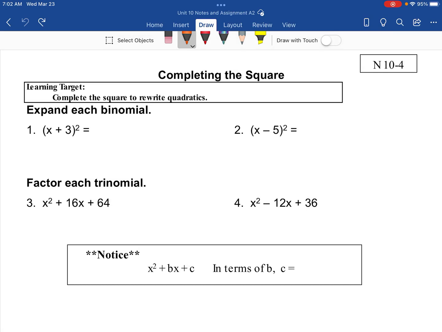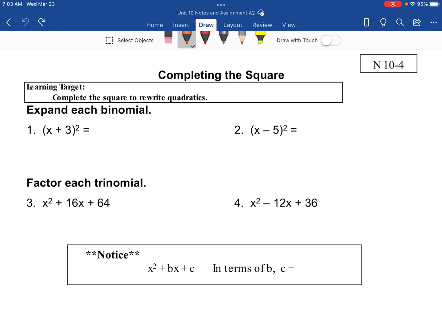Hey guys, we're gonna talk about 10-4 notes, okay? Title of the notes is Completing the Square. And our objective is we're gonna complete the square to rewrite quadratics, okay? It's a skill we're gonna need coming up next in our conics section. So hopefully this is a review skill. If it's not, these notes will help you understand it.